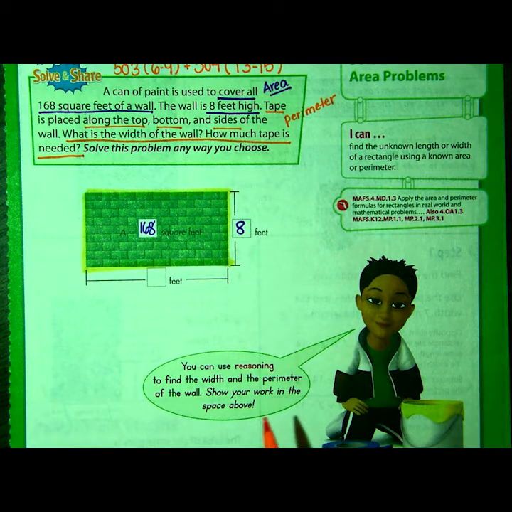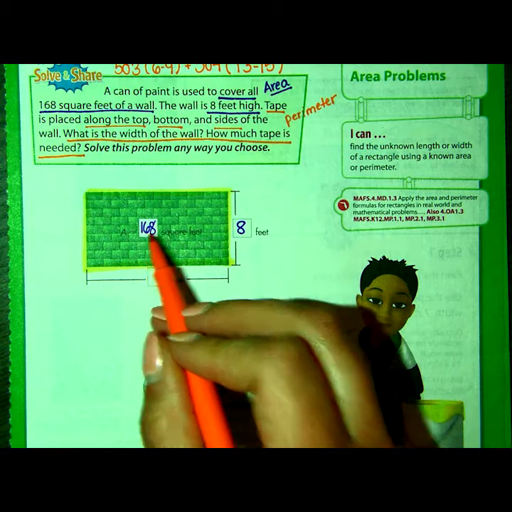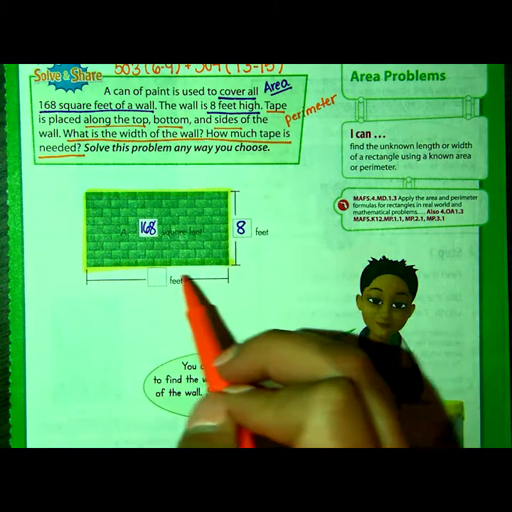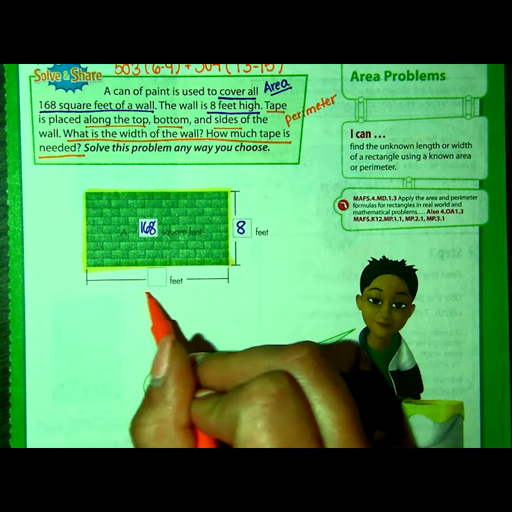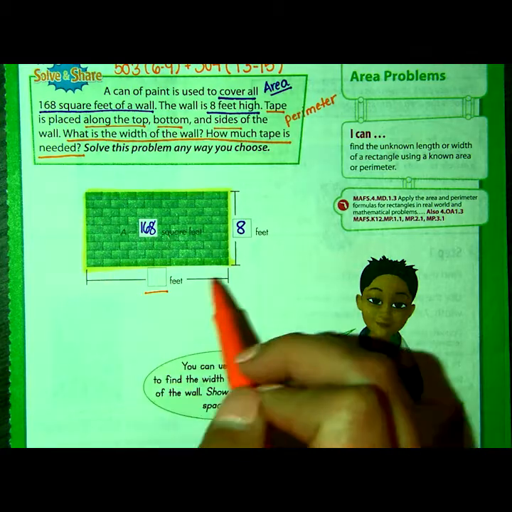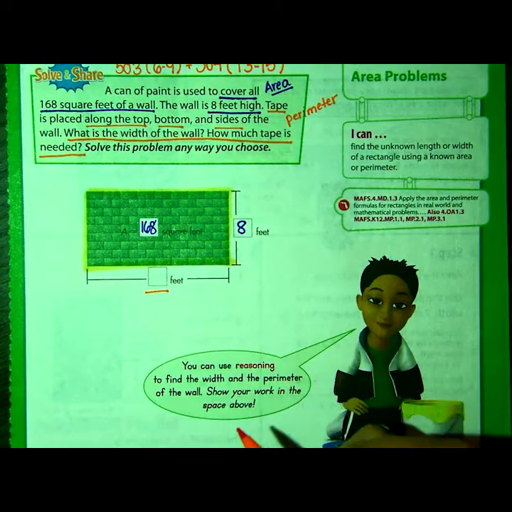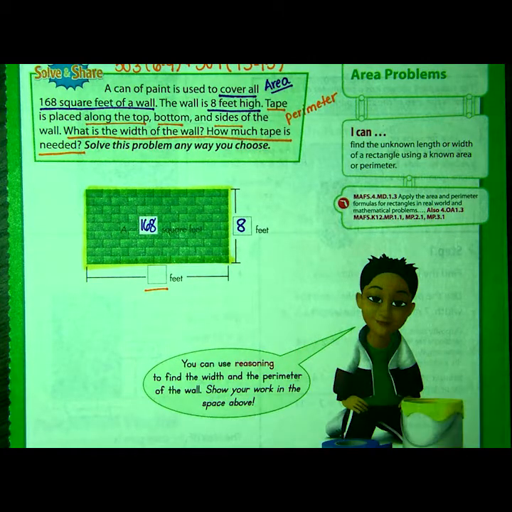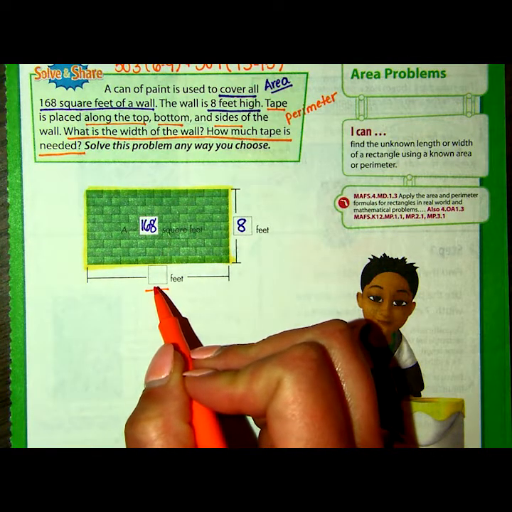Okay, so we're missing this side length here, but we've been given the total area, and then the question is how much tape is needed to go around this entire wall? Basically, what's this measurement? And then what's this highlighted part? So we're working with area and perimeter. This is pretty tricky. Well, I'm going to take this step by step. So first, I need to find this side length right here. Now, how do I do that?